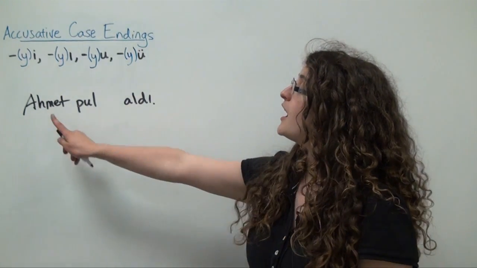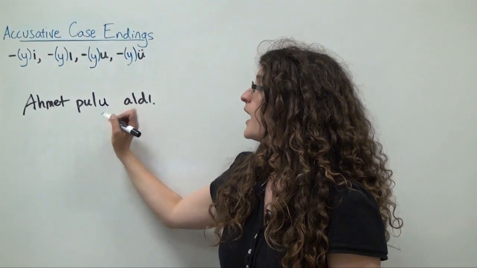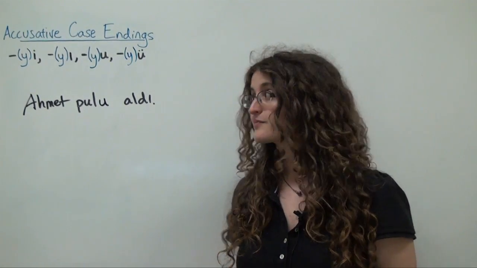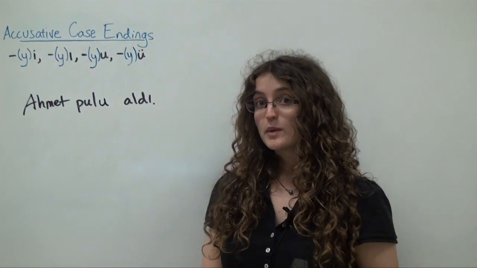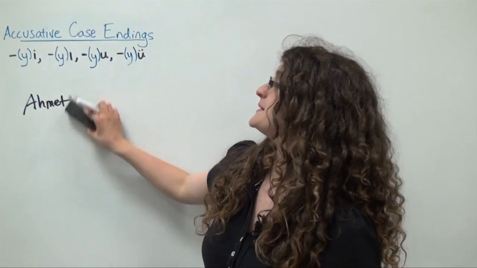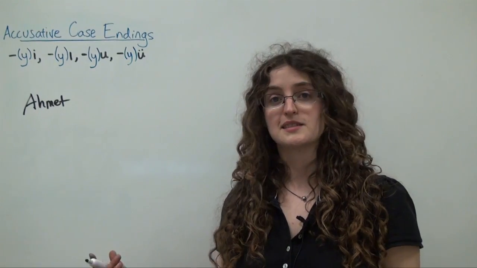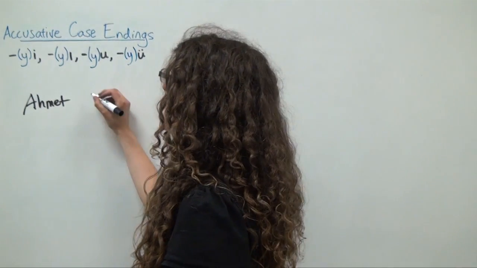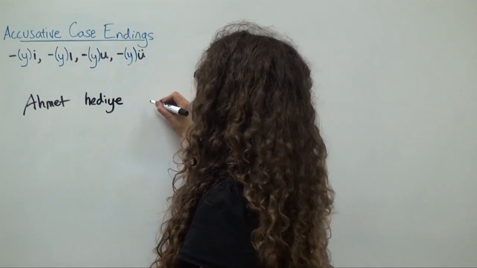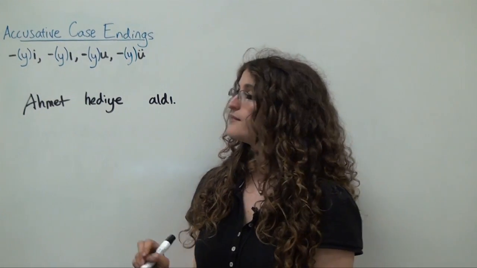So let's take a look. Ahmet pulu. Ahmet pulu aldı. Ahmet bought the stamp. Let's look at what happens when we want to add the accusative case ending to a word which ends in a vowel. So this time, instead of having bought a stamp, Ahmet bought a present, a non-specific present. Ahmet hediye, present, aldı. Notice that hediye ends in a vowel.